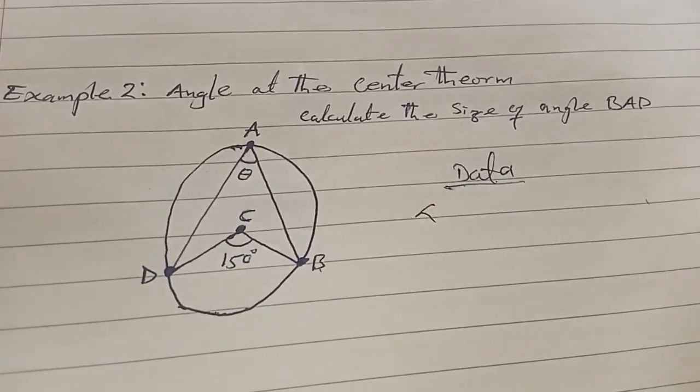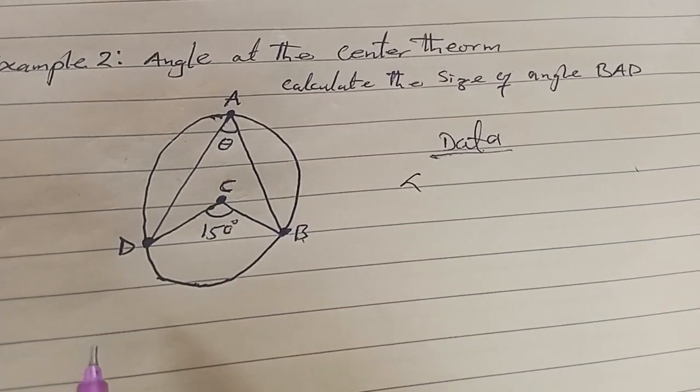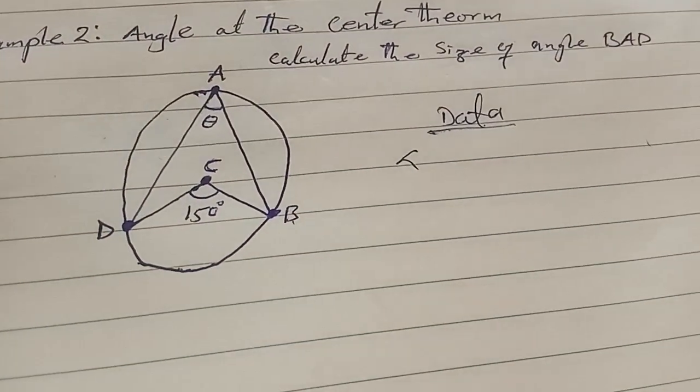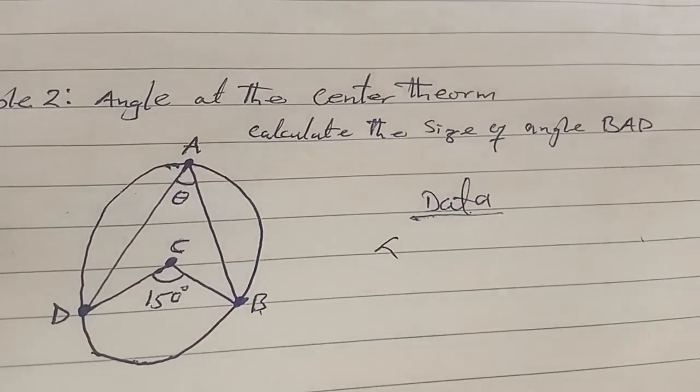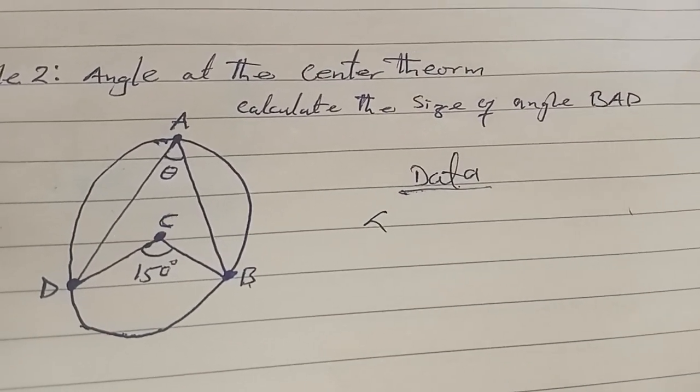Now the question said that we should calculate the side of BAD, right? So let's calculate the side of BAD. That makes a whole triangle. Now before we solve this problem, let us go strictly into the data. Let us collect our data as we solve this problem to make the question easier.